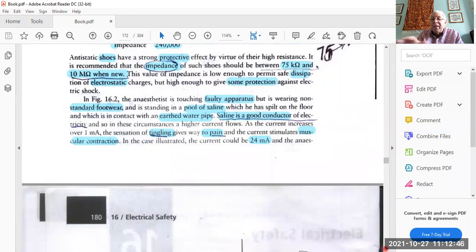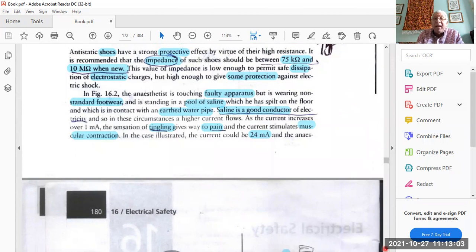Of course, if the floor is full of saline, it is a good conductor for electricity, and it will help induce the electric shock. Of course, if we have a cannula or needles in our skin, it will also hasten the electrical current.